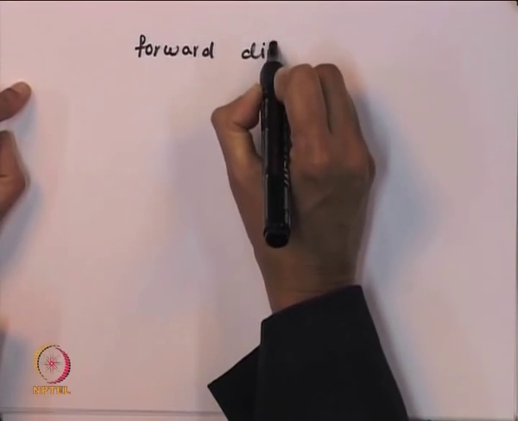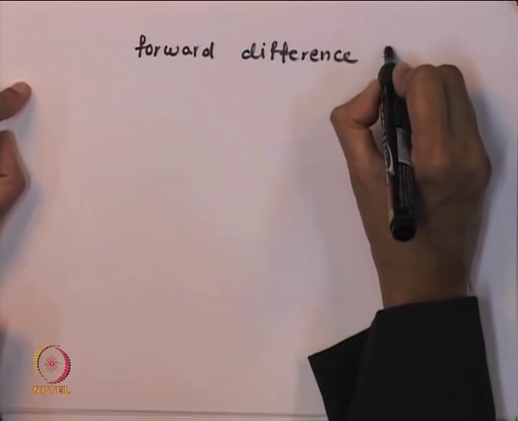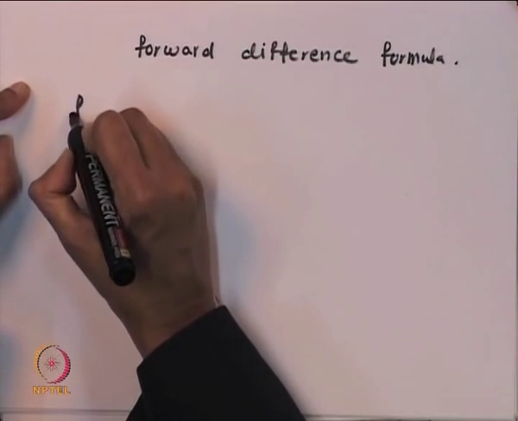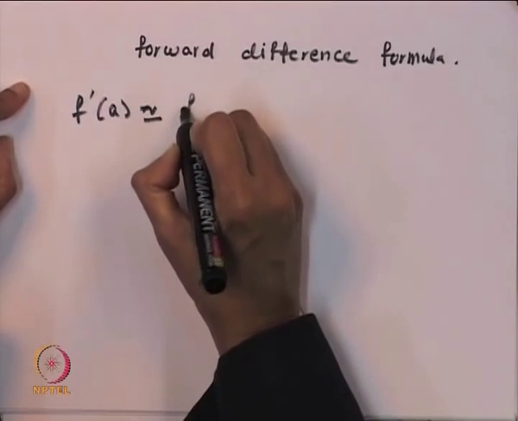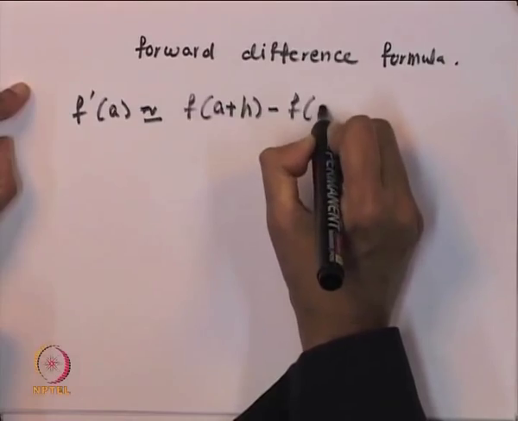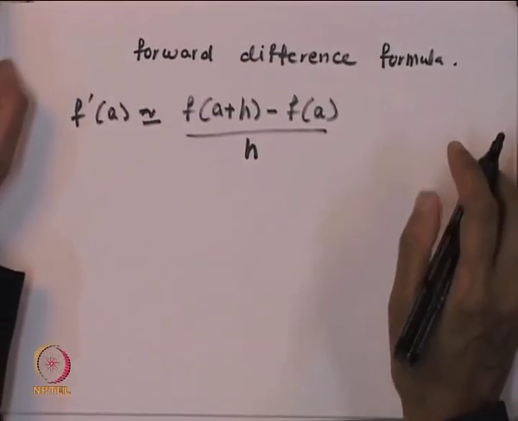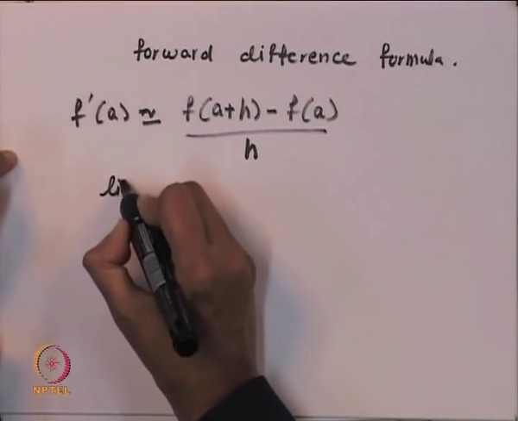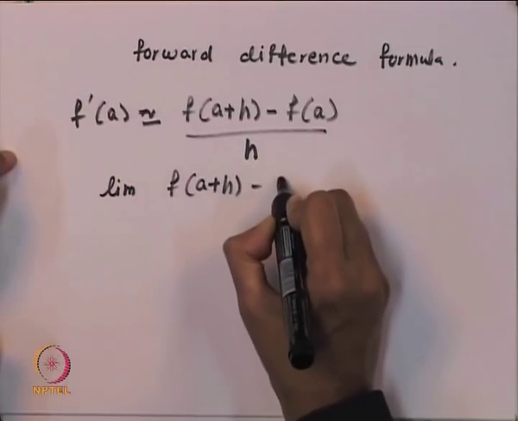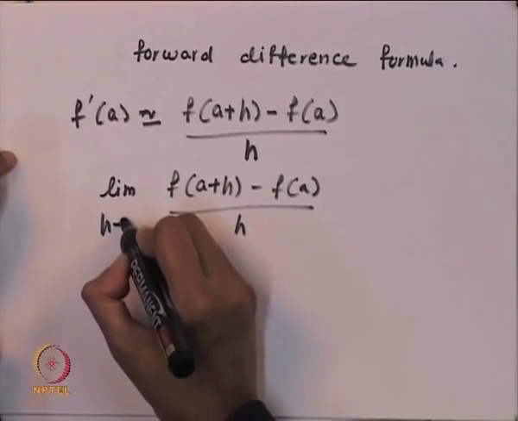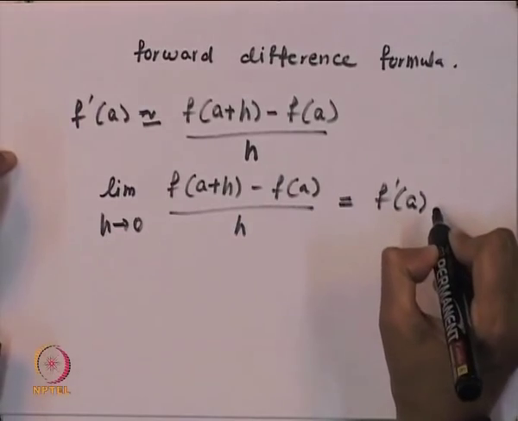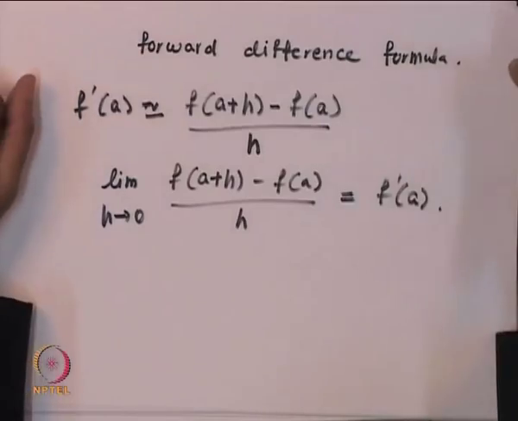Now, when one looks at these formulae which we obtained, they are something expected. Look at the forward difference formula. We had f'(a) approximately equal to (f(a+h) - f(a))/h. It is expected that, from the definition, the limit of (f(a+h) - f(a))/h as h tends to 0 is equal to f'(a). So maybe I do not have to go through all these interpolating polynomials to obtain this formula. It is available from the definition.